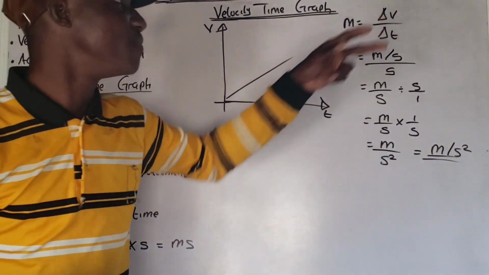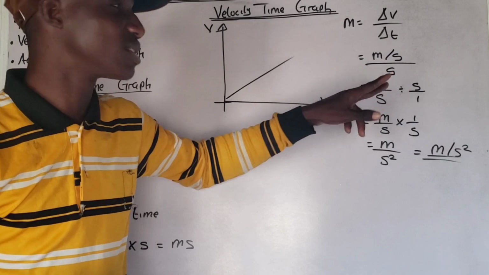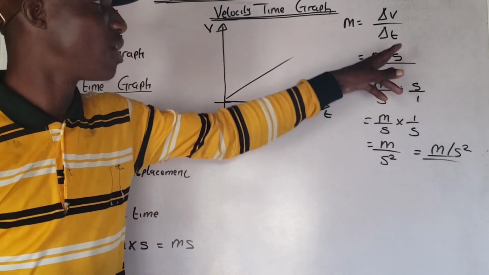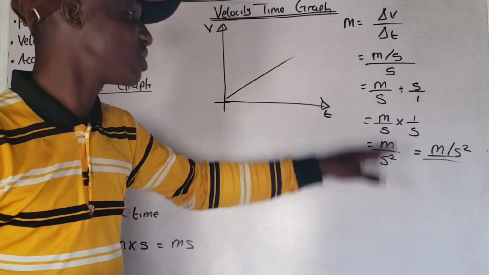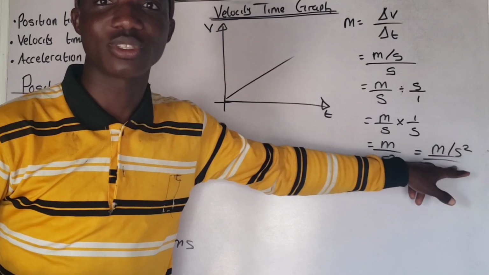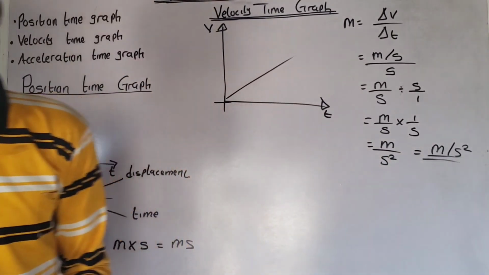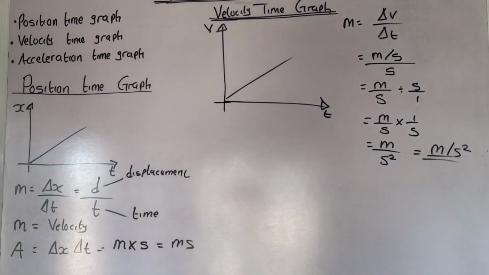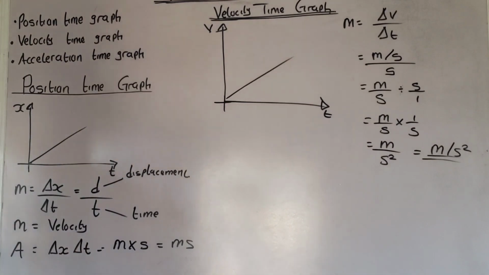You know, velocity is measured in meter per second, and time is measured in seconds. So I just do some little calculation here, and I arrive at what? Meter per second squared, which is the unit of acceleration. Do you understand what I'm saying? So that's it. The slope of a velocity time graph tells us what? The acceleration. It gives the acceleration.